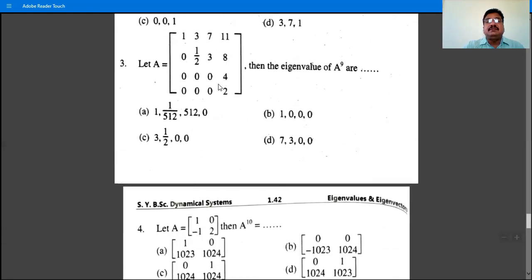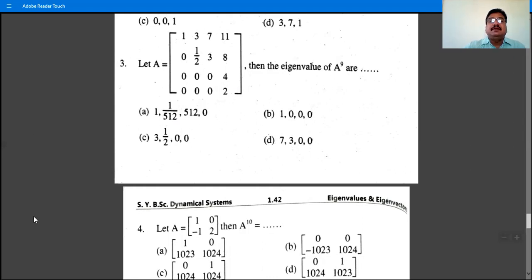Again, this matrix is what? It is a diagonal matrix, and so the eigenvalues are 1, 1 half, 0, 2. And so what are the eigenvalues of A raised to 9? 1 raised to 9, 1 half raised to 9, 0 raised to 9, and 2 raised to 9. So this is the correct answer.